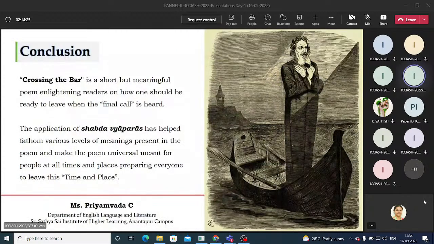Crossing the Bar is a short but meaningful poem enlightening readers on how one should be ready to leave when the final call is heard. The application of Shabda Vyaparas has helped fathom various levels of meanings present in the poem and make the poem universal, meant for people at all times and places, preparing everyone to leave this time and place. Thank you.